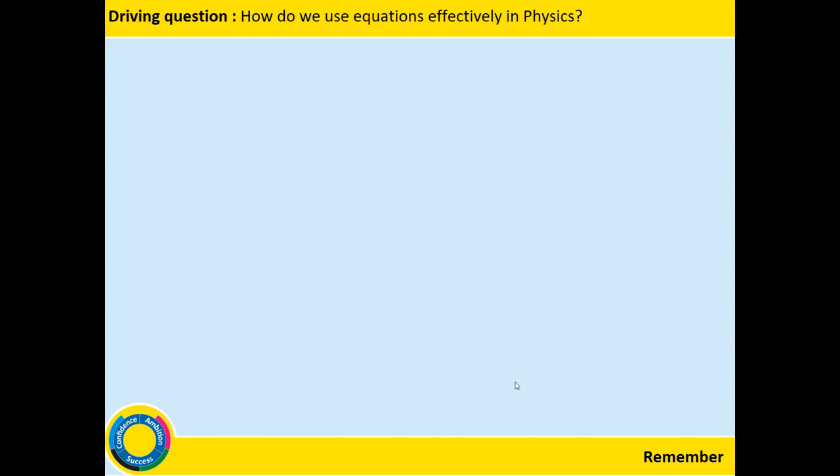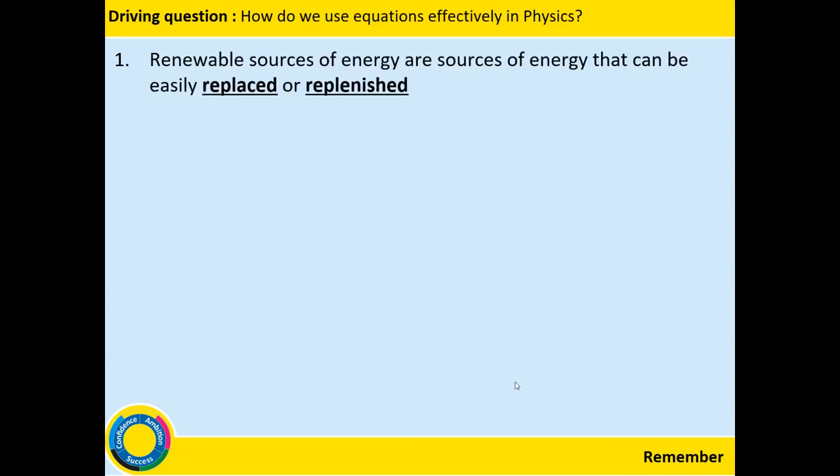Now, let's answer this question. The first question asks you about renewable sources of energy. What are they? They are sources of energy that can be easily replaced or replenished. Those are the keywords. They have been underlined for you. Replaced, replenished. If you had used the word reused, you would not score any marks in an exam. So therefore, don't use the word reuse because they say renewable. You have to use the word replaced or replenished in a short time.